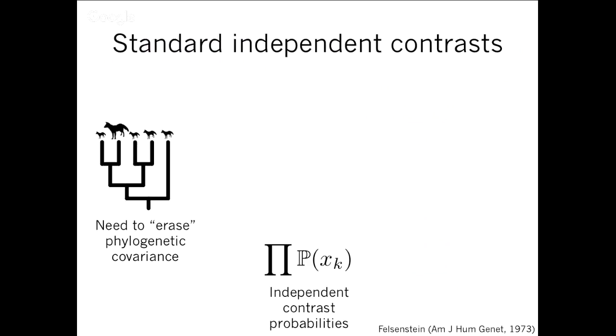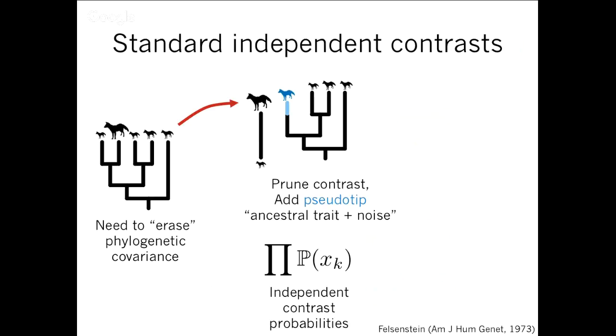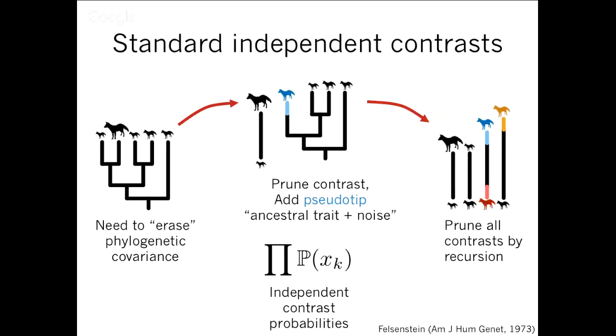Well, what Joe realized is that we can prune off a terminal sister taxon pair, and that is an independent contrast with an independent probability from the remainder of the tree. But we can't simply just prune off the tree. We need to replace the pruned taxon pair with a pseudotip, which I've colored in blue here, plus some ancestral noise to account for the fact that we don't know exactly what that ancestral trait really is. This is noise that's induced through the evolutionary process. And if we can do this once for a tree, we can do it as many times as we like. And finally, when we apply this recursively to the entire tree, we yield this distribution of independent contrasts.